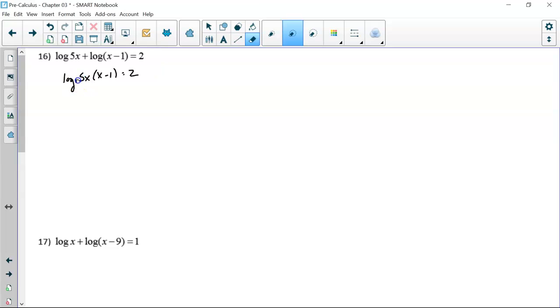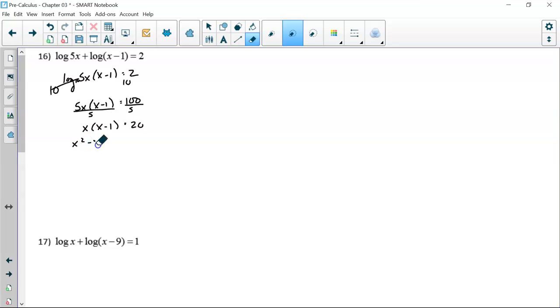Remember, log is log base 10. So to undo that log base 10, we're going to use exponential where 10 is the base. The log base 10 and the 10 cancel out, so we have 5x times x minus 1 equals, and 10 squared is 100. What I can do is divide both sides by 5, and that gives me x times x minus 1 equals 20.